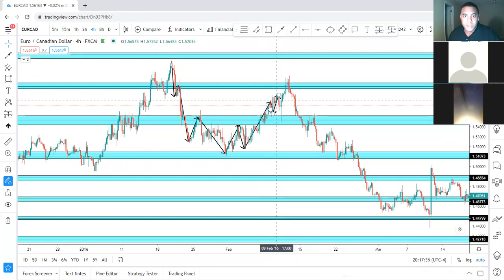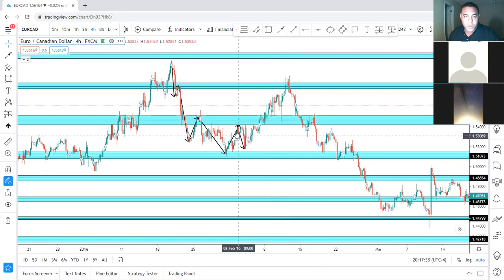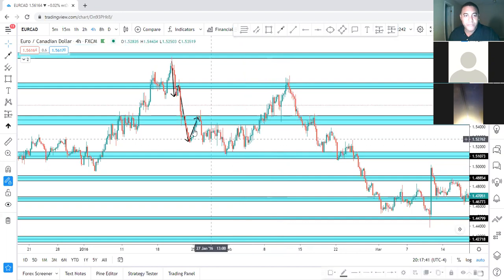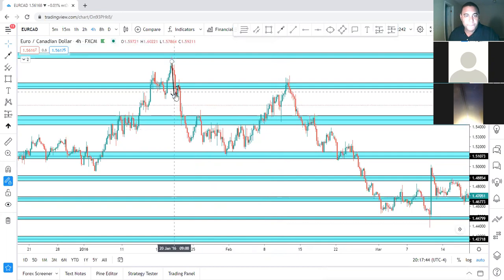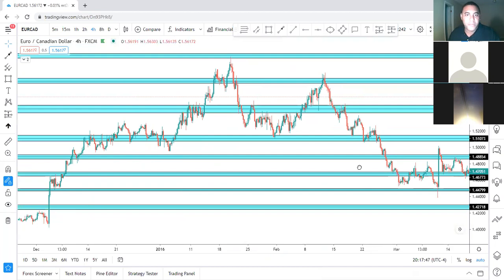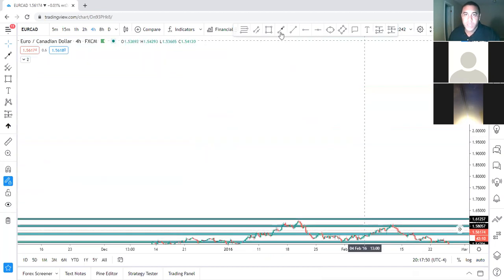So let me just delete these and actually zoom in so we can see what's going on. I actually look for certain confirmation items, and that would be an engulfing candle. I look for engulfing candles off of the zone. I also look for double tops.